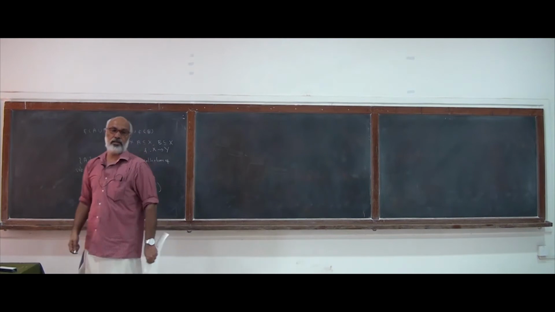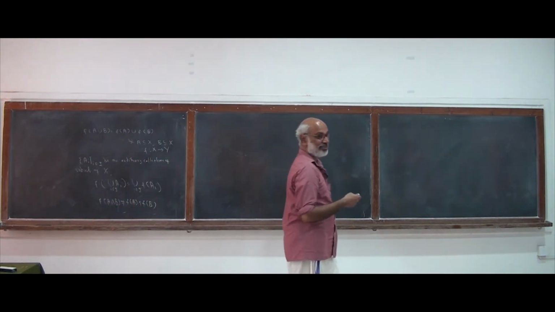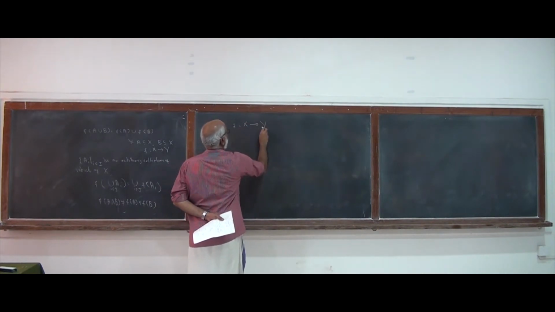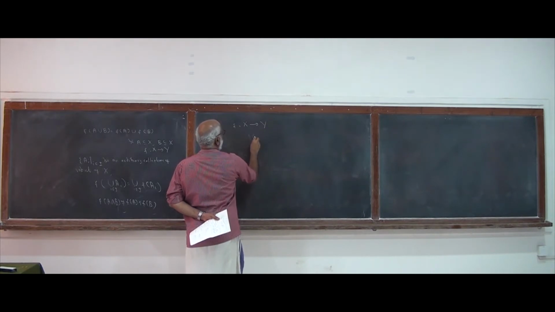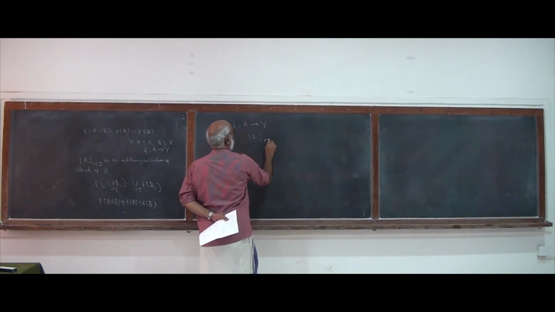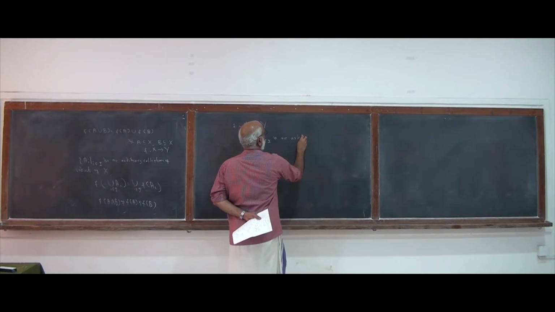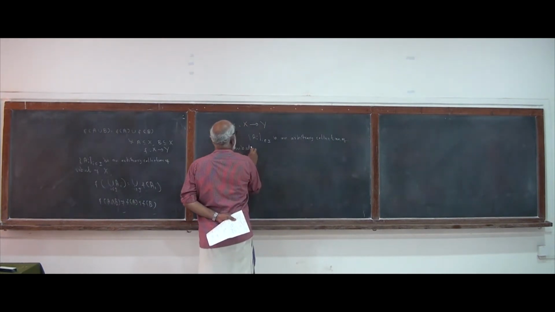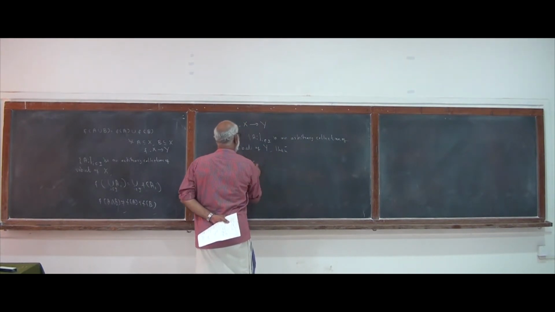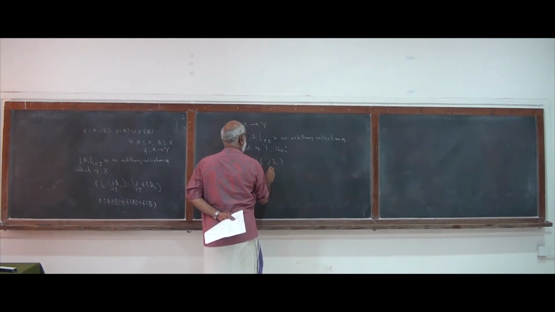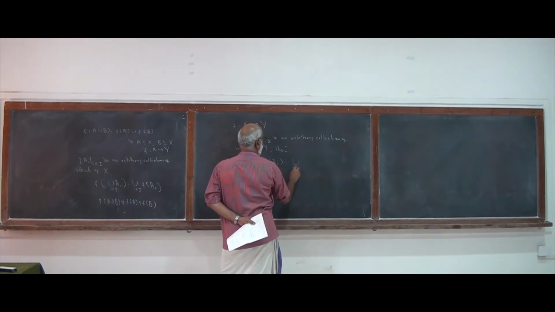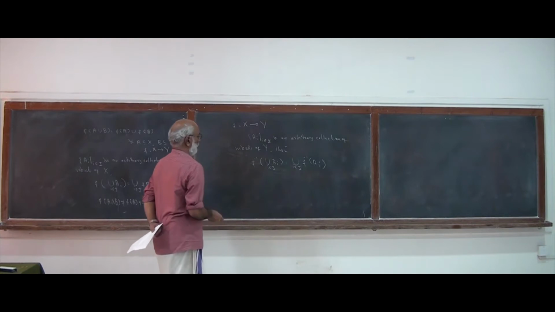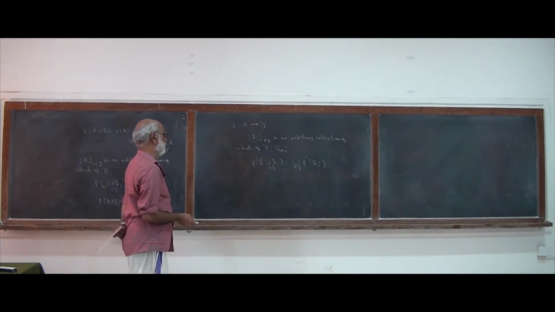But the inverse image behaves nicely. That is, suppose f is a function from X to Y and A_i, i element of I, be an arbitrary collection of subsets of Y, then f inverse of union A_i, i element of I, is equal to union over i element of I of f inverse of A_i. How will you prove this?